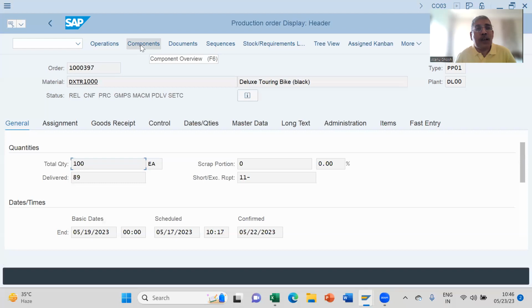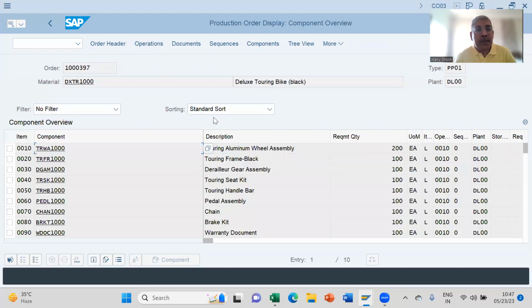If you see the components here, these are the components that are required to make the production order. These are the standard quantities that are required. However, the actual quantities may be different, usually maybe higher for the breakages and the short components that might be lost while transferred to the shop floor.